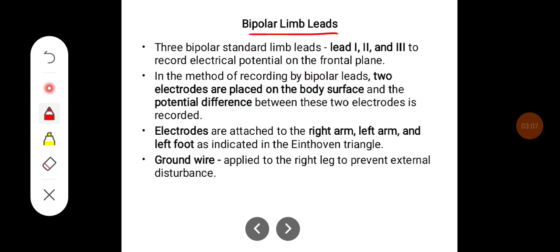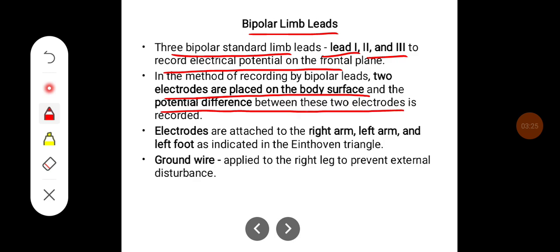Bipolar limb leads. Three bipolar standard limb leads, that is lead 1, lead 2, lead 3, record the electrical potential on the frontal plane. In the method of recording bipolar leads, two electrodes are placed on the body surface and the potential difference between these two electrodes is recorded. Electrodes are attached to the right arm, left arm and left foot as indicated in the Enthoven triangle. And a ground wire is applied to the right leg to prevent external disturbances.